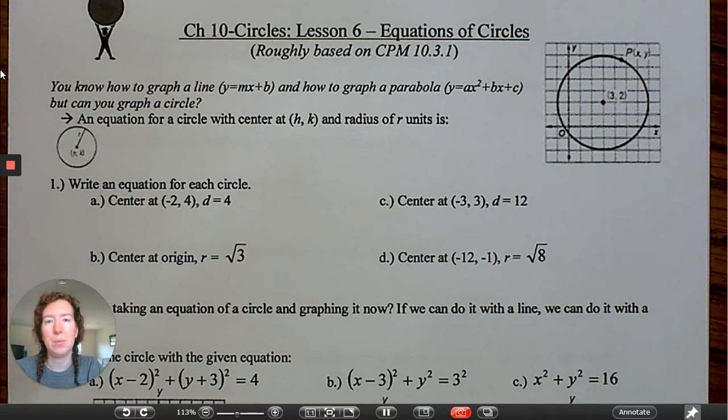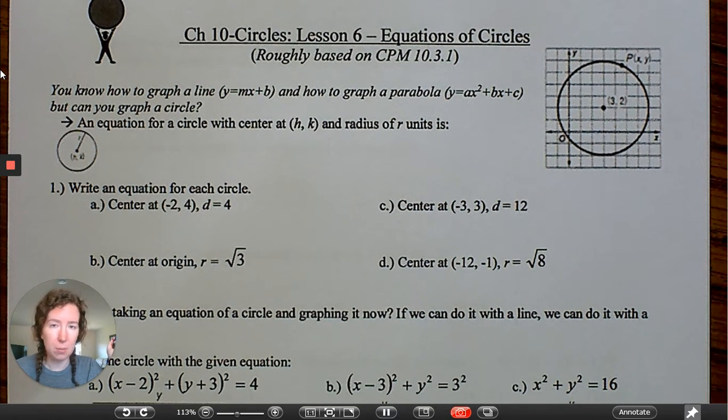Hey everyone, we are going to be talking about equations of circles today. Now, you know how to draw a line on a graph, right? You know that the equation of a line is y equals mx plus b. And you know how to graph a parabola, right? A quadratic, because you know those equations. Now, what's the equation for a circle? It's going to look a little different than what we're used to.